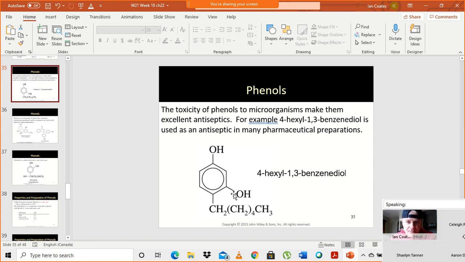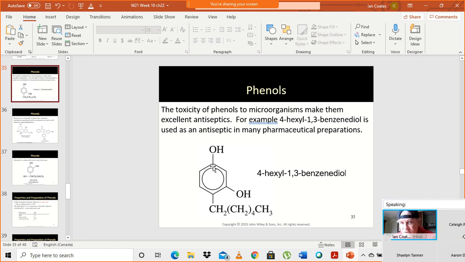Well, what do we got here now? If we start naming here, this is my 1 carbon, 2, 3, so there's your 1, 3, lowest numbers, and this would be 4. Now that's a great question, because what if I started counting from here?